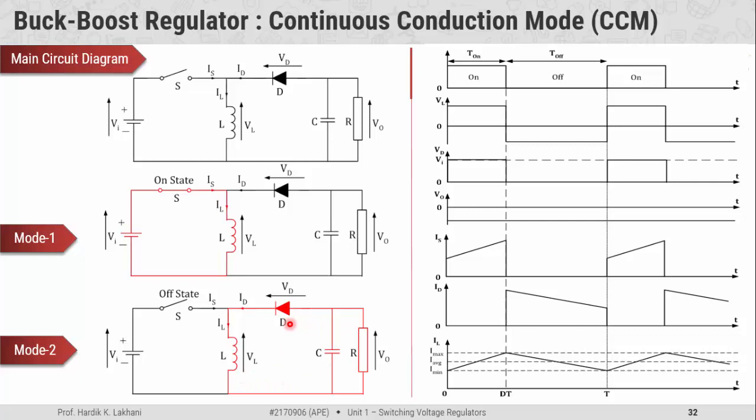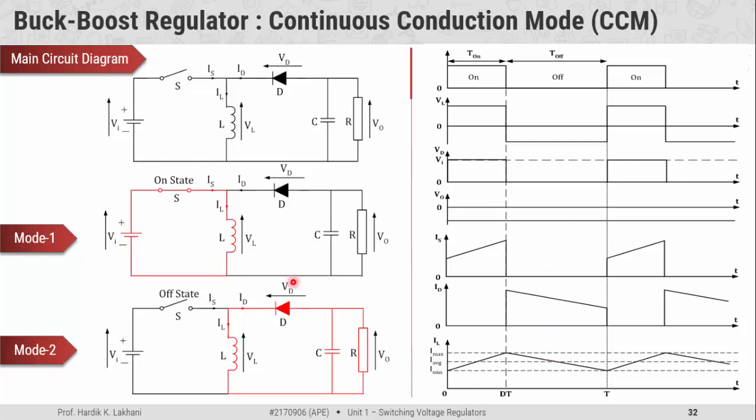And in the second interval, in the second mode, inductor releases its energy into the load. So the current through the inductor gradually decreases from the maximum value to the minimum value. The current is flowing in the loop manner, so the current through the diode is the same as the inductor current in the second interval. So the ID exactly looks like IL.